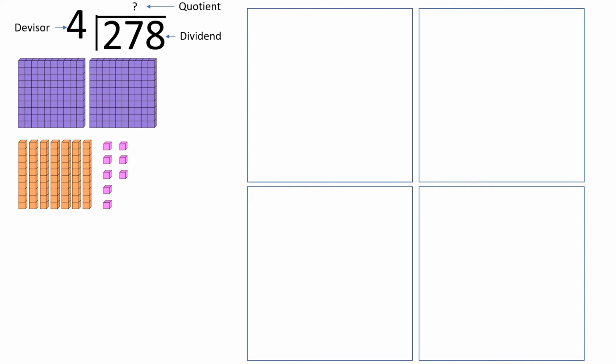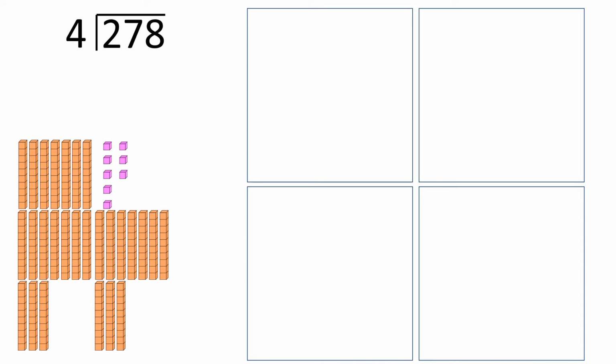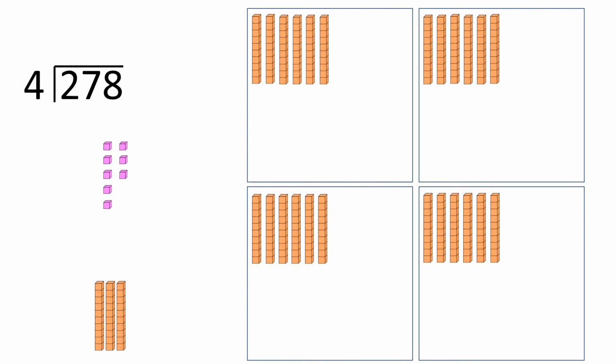We will start with the hundreds, but since we were unable to evenly divide our 2 flats between 4 squares, we must first trade them in for an equal value of longs. We are exchanging 2 flats for 20 longs. We now have a total of 27 longs and can begin dividing them evenly among the 4 boxes. Each box receives 6 longs. Each long is worth 10, and we have now used a total of 24 longs. So we know that we have already divided 240 of our original 278.